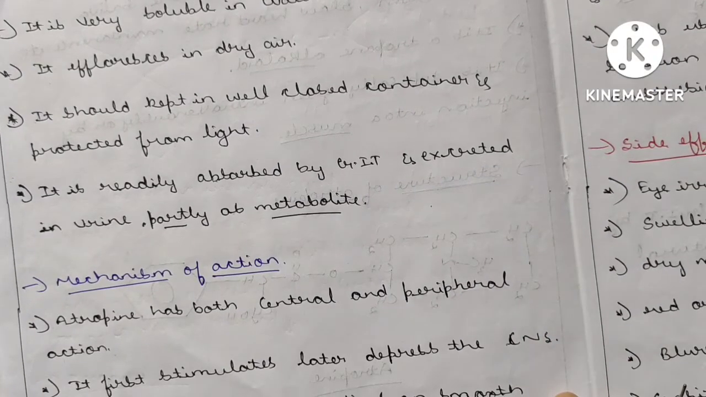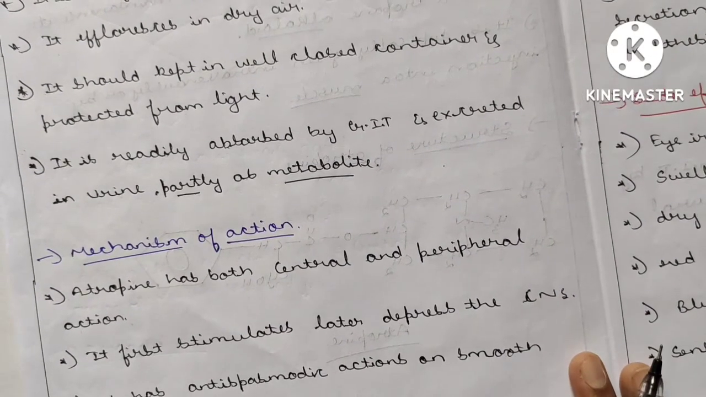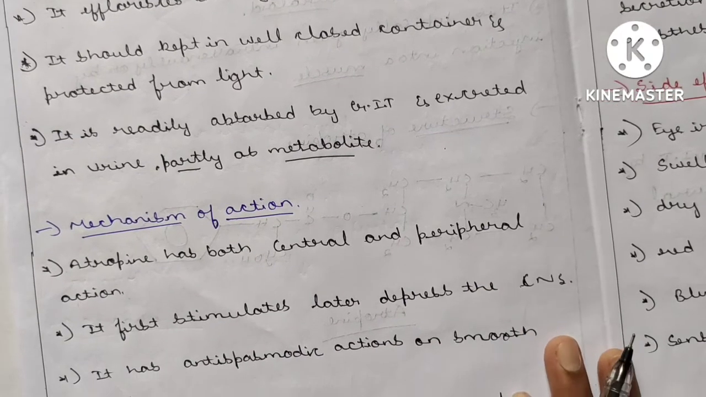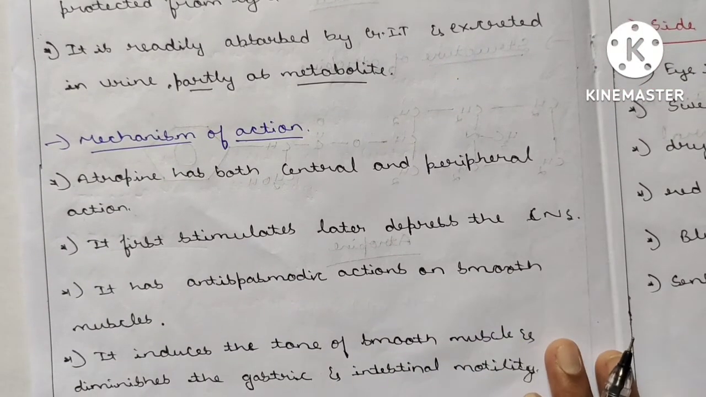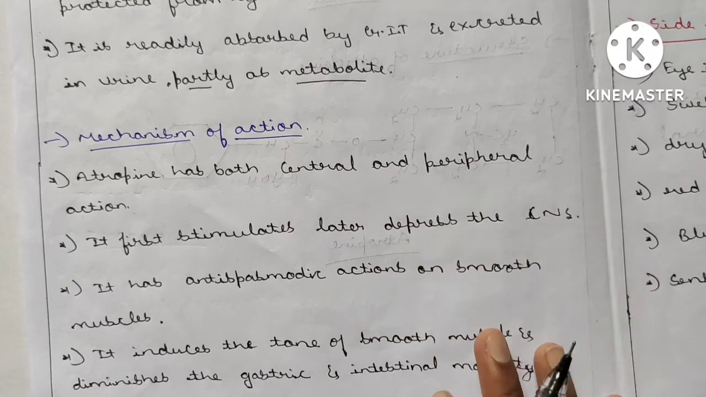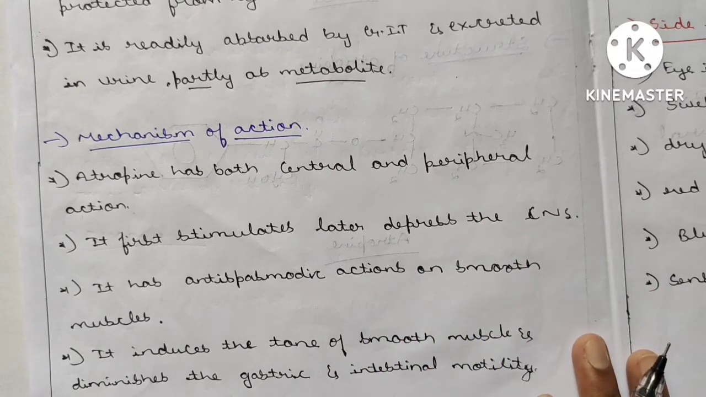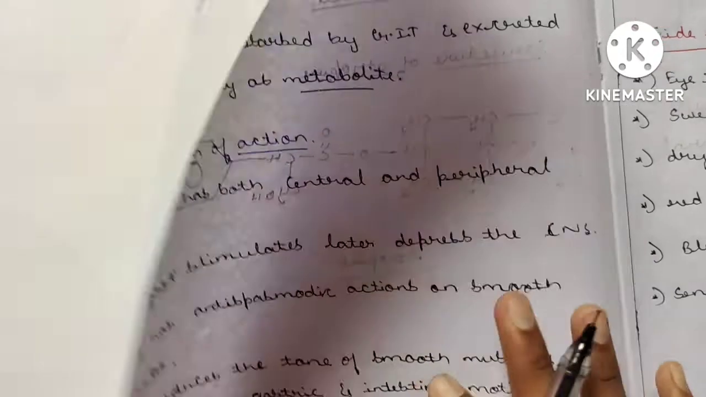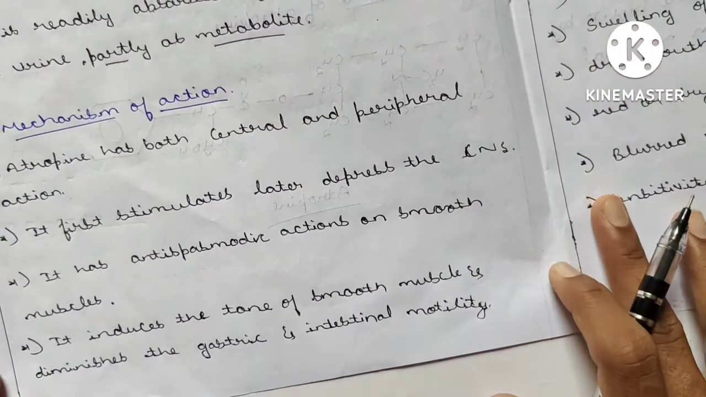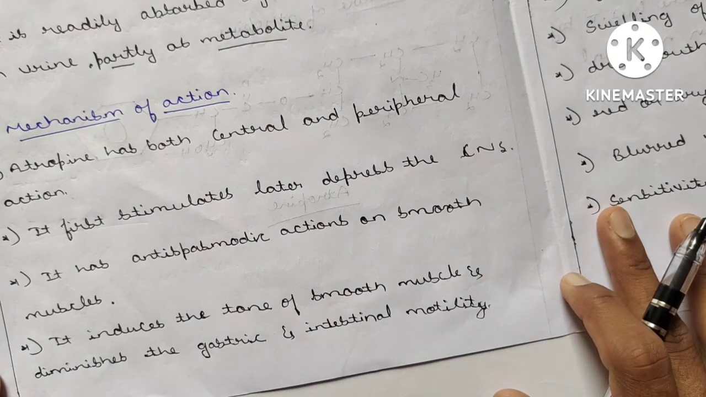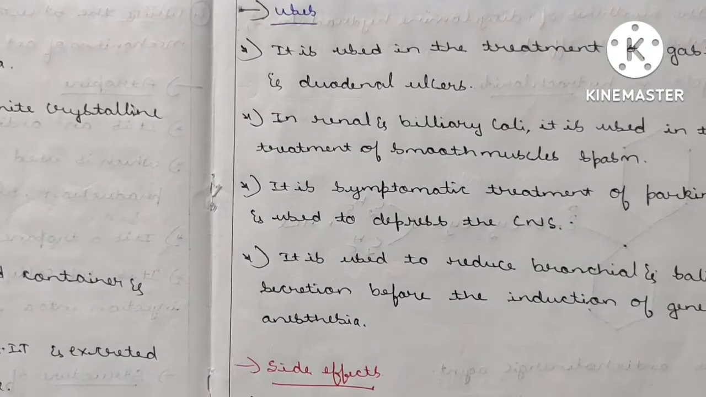Mechanism of action. Atropine has both central and peripheral action, means it acts on both the central nervous system and the peripheral nervous system. It first stimulates, then depresses the central nervous system. It has antispasmodic action on smooth muscle. If you are having stomach pain, it acts as an antispasmodic. You observe menstrual pain, periodic pain, and by giving this atropine this pain is relaxed. Smooth muscle pain. Then it increases the tone of smooth muscle and diminishes gastric and intestinal motility.